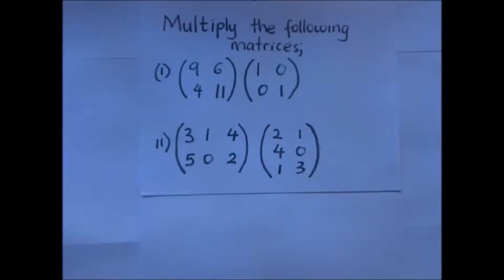In this tutorial, we get to look at how we multiply matrices. First of all, as a rule, for you to be able to multiply matrices, the number of rows in the first matrix must be equal to the number of columns in the second matrix.